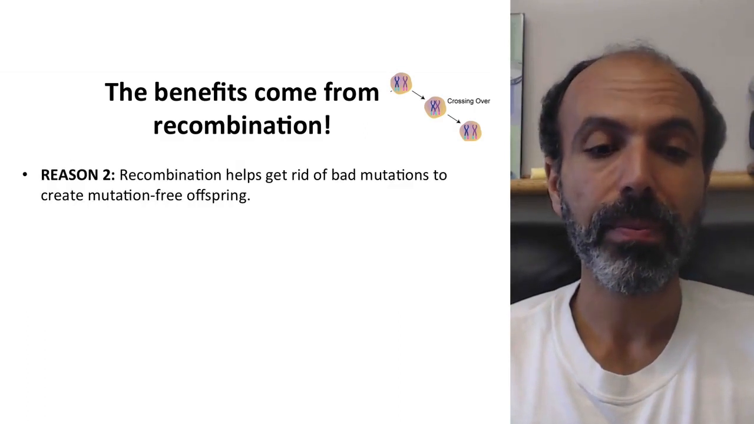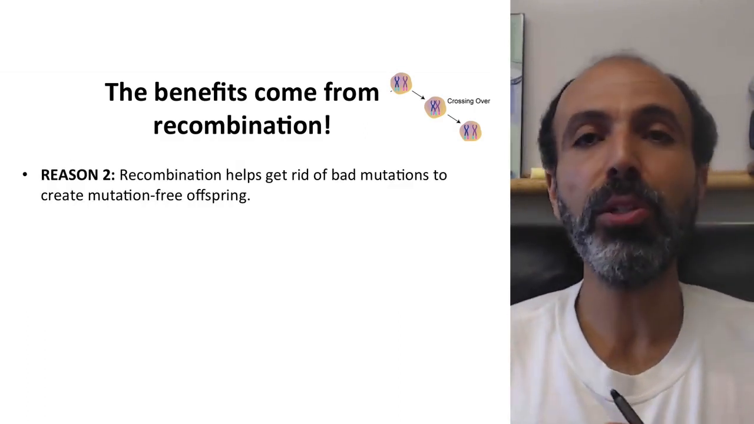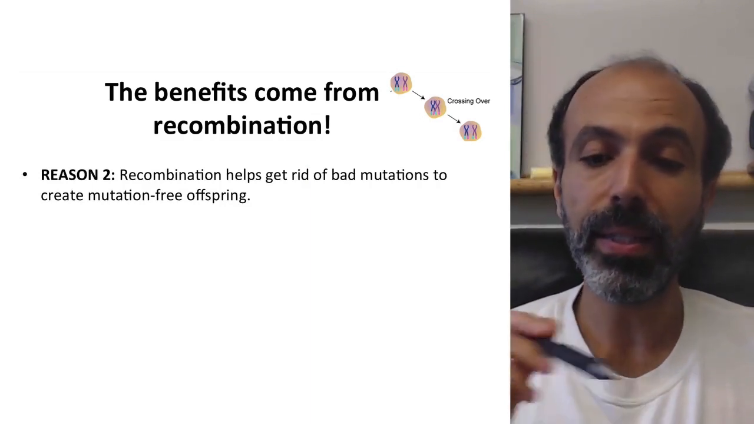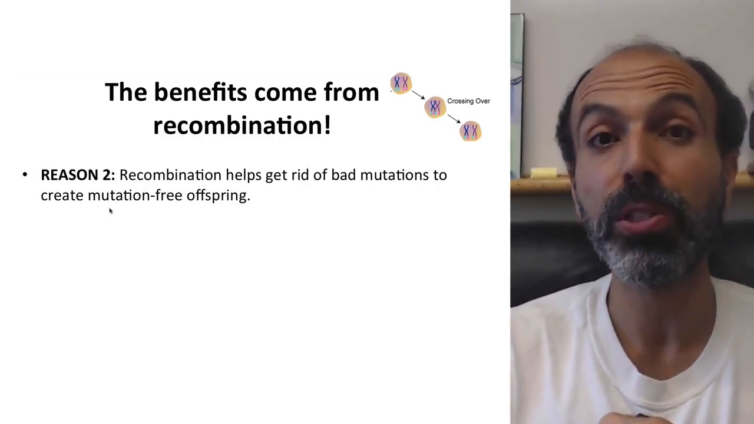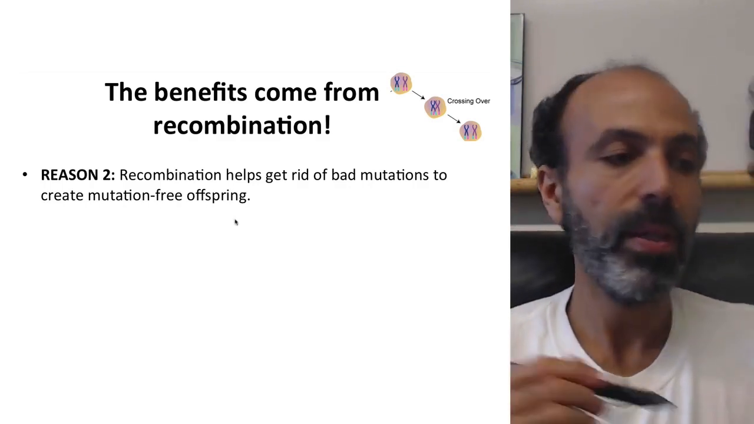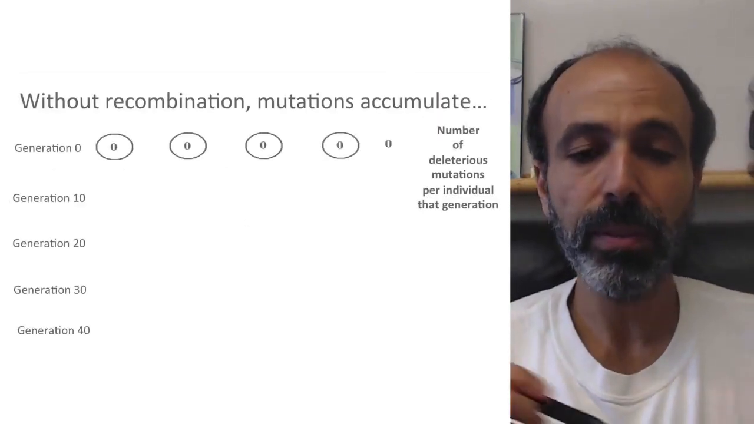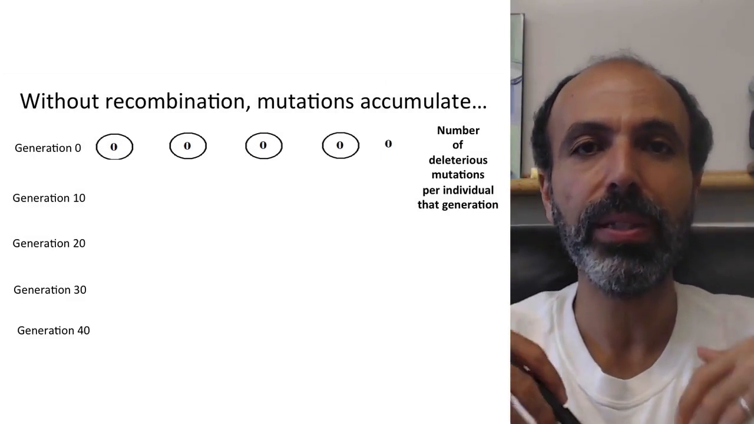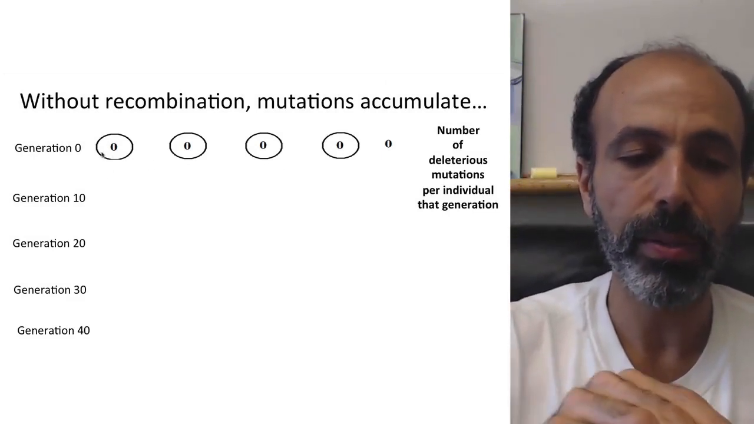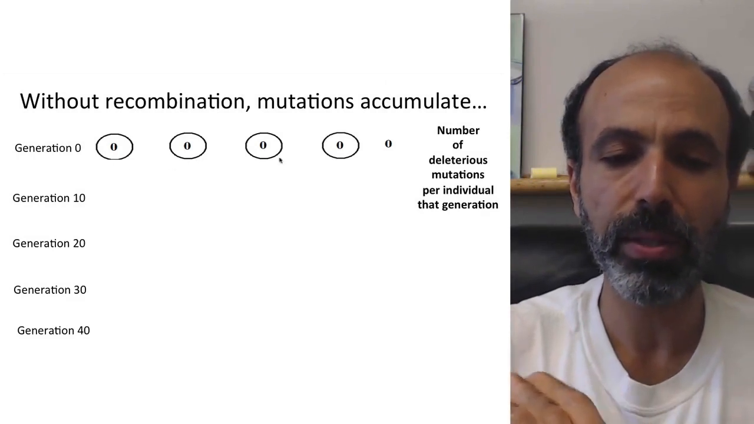Second reason is related. Recombination basically helps you get rid of bad mutations. And in this regard, it helps you create or restore, and you'll see what I mean in just a second, mutation-free offspring. So let me illustrate this. Let's imagine a case of several independent lineages that are all asexual. So here are your 4 lineages. There's the first individual, second, third, and fourth.